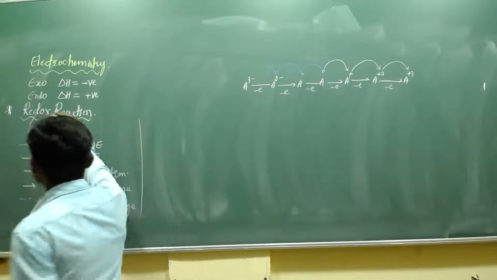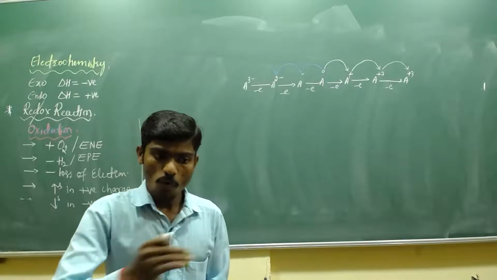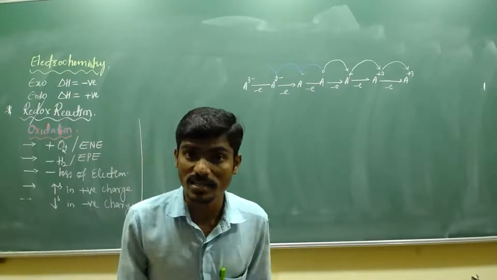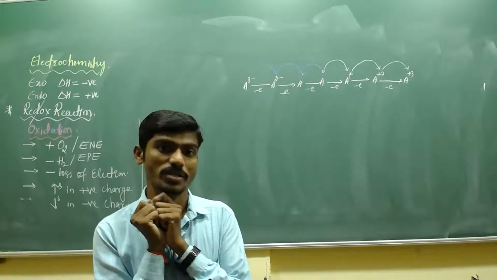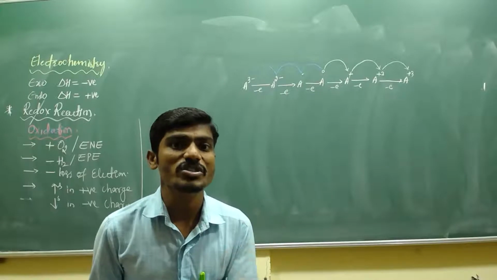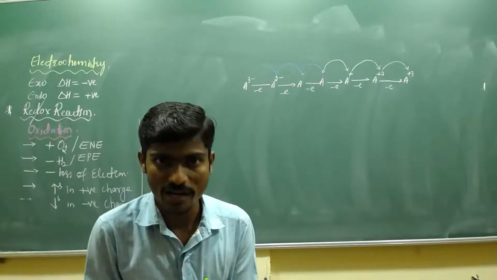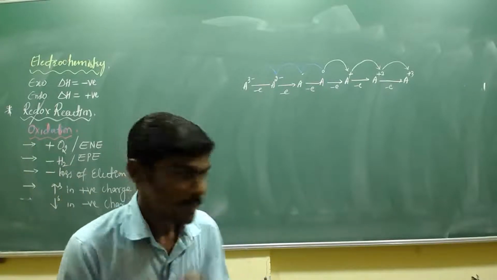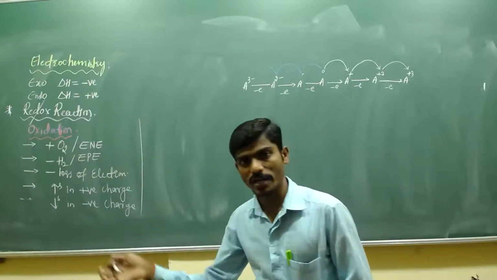We have defined. So the reactions in which both oxidation and reduction take place simultaneously are called redox reactions. The reactions which involve simultaneous oxidation and reduction are known as redox reactions. Is it clear? Okay. So now let us consider some simple examples and we will continue the topic.